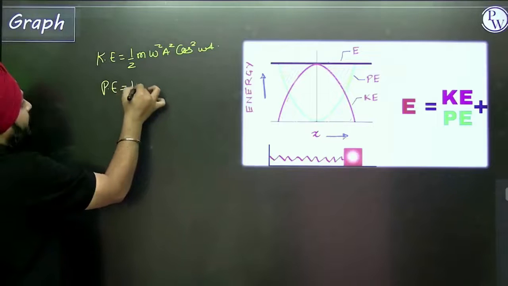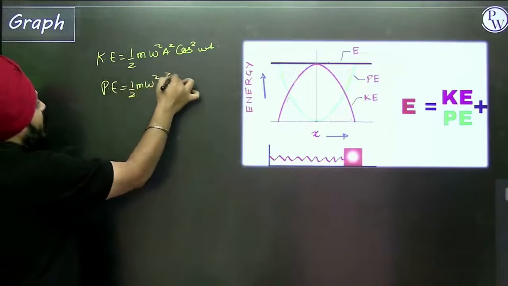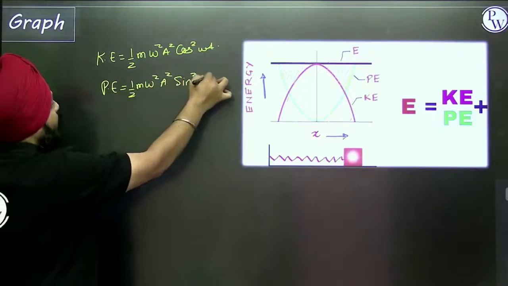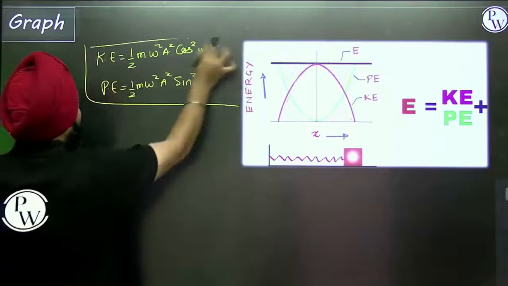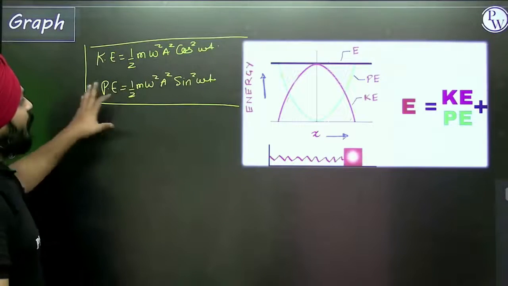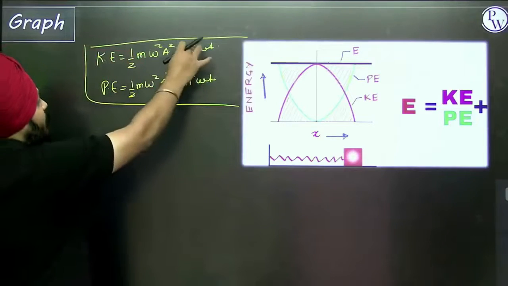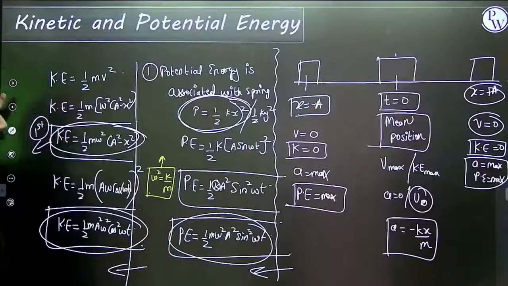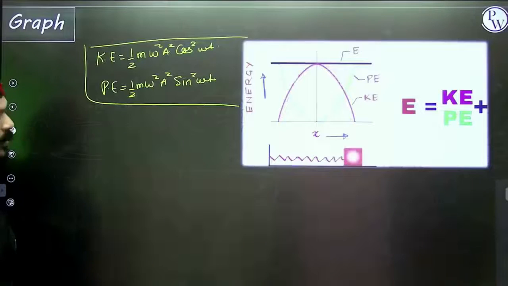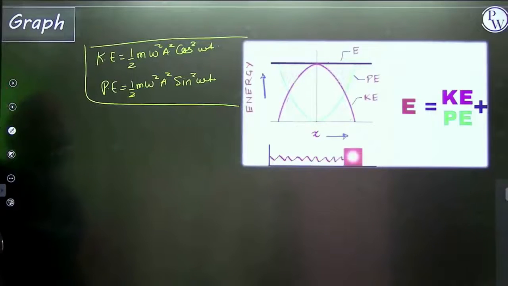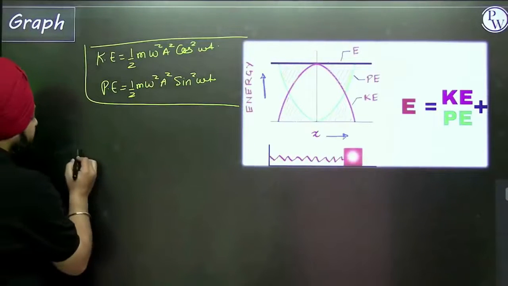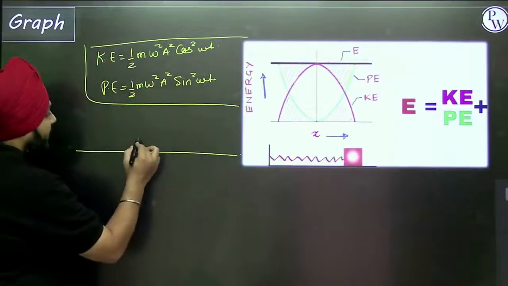That is equal to half m omega square a square sine square omega t. See, kinetic energy and potential energy are also varying with respect to time, because in this also we are having the cos and the sine function. So what will be the graph of it? Let's understand this graph.